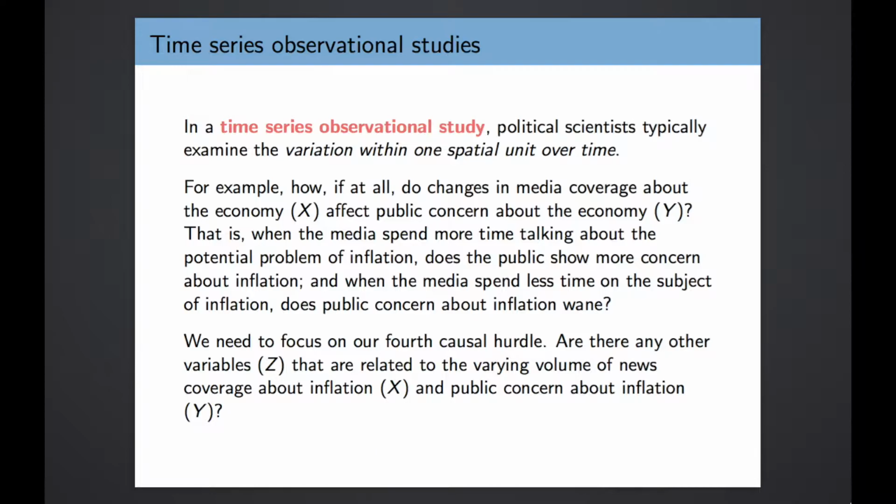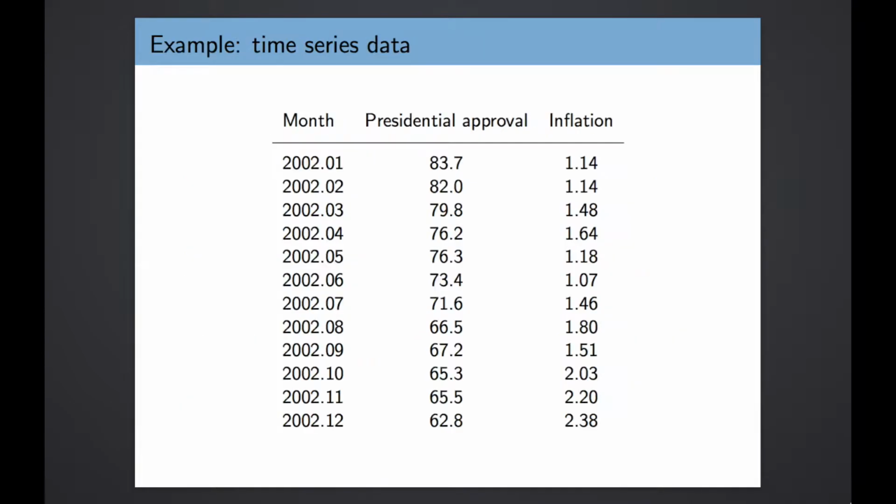So in this particular example, a really important thing to pay attention to is how the state of the economy actually is changing over time. Because it could be that economic conditions affect both how people feel about the economy and how the media talks about the economy. So in time series research, as in all research, we need to consider the possibility of other variables that are affecting the relationships that we observe. So an example of time series data is here. In this case, we're looking at the relationship between the inflation rate and presidential approval over a whole series of months.